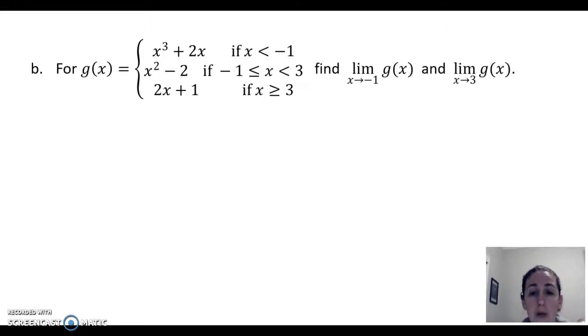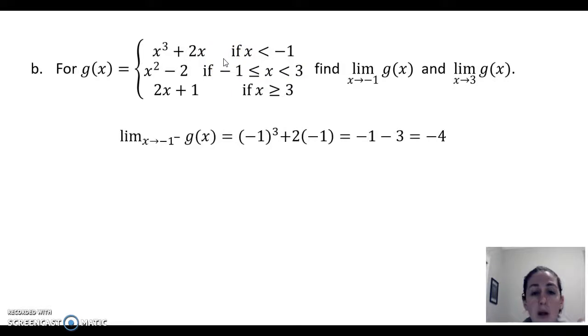Here's a piecewise function with 3 pieces. So let's take the limit as x approaches negative 1. We will have to take our upper and lower limits. When we take the limit as x approaches negative 1 from the left, that's values a little bit less than negative 1, we're going to use this top piece right here. So I'll try direct substitution into that top piece, and I get negative 4.